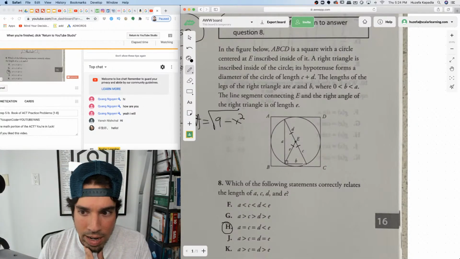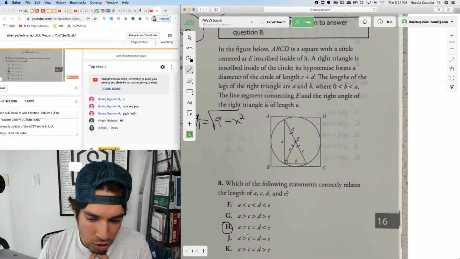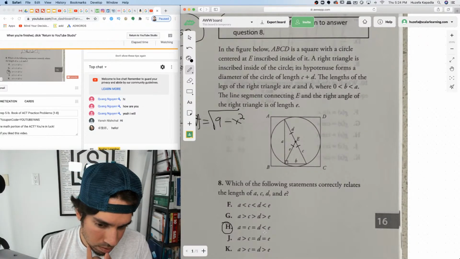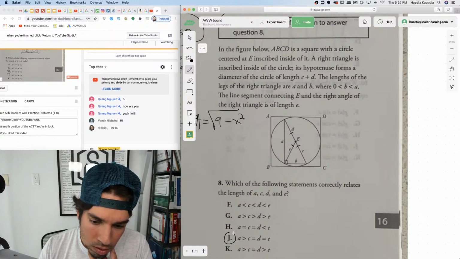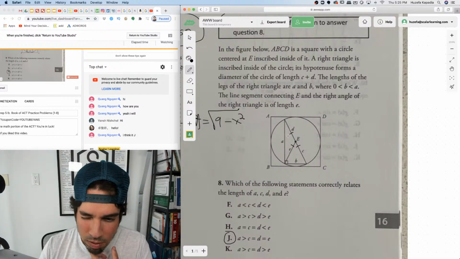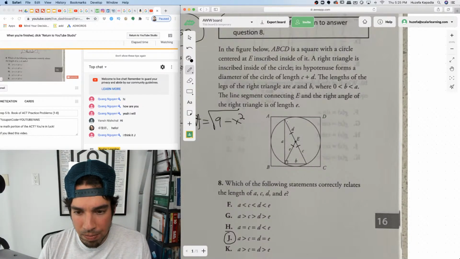The fact that I know that A is... Hold on one second. I'm pretty sure that's it, but I want to know definitively. Oh, sorry, did I circle the wrong one? I circled the wrong one. C, E, and D are equal. It's this one. And I want to know that A is bigger than all of them. Obviously it looks bigger, but hold on.